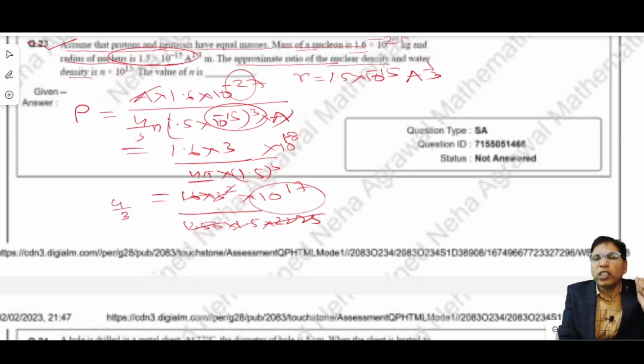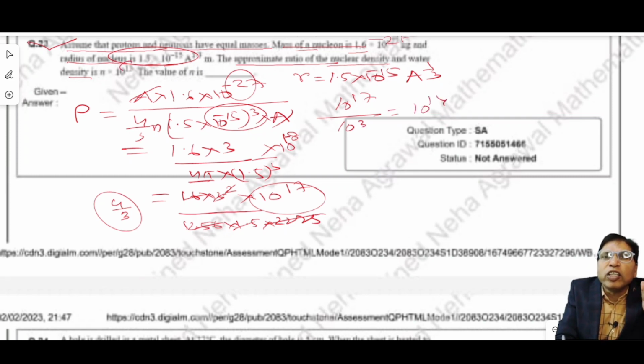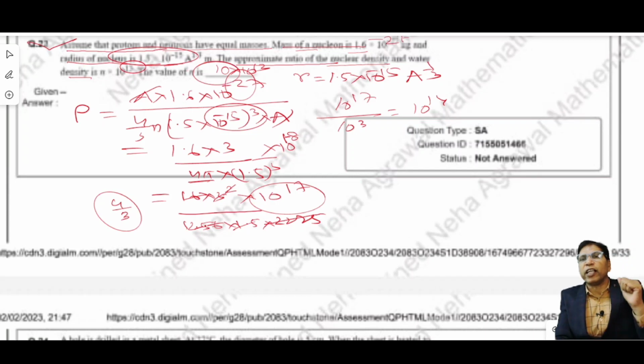So the ratio between, look at this, this is almost 1. Therefore, the ratio between the nuclear density 10 to the power 17 by 10 to the power 3, so this is 10 to the power 14. Therefore, this is 10 to the power 13. So this is 10 into 10 to the power 13. So here 10 is the correct option.